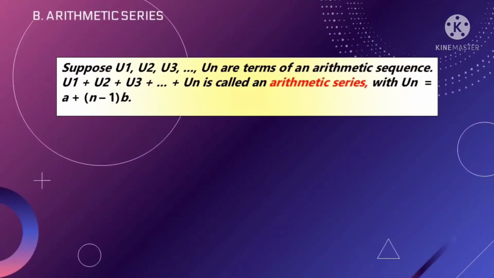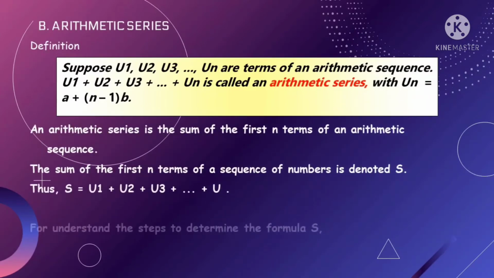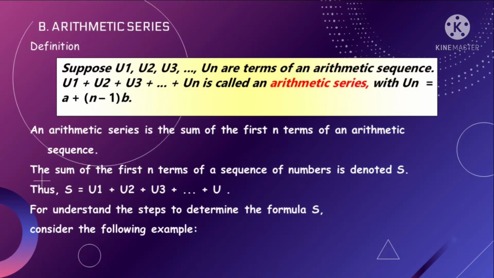B. Arithmetic series. Definition. Suppose u₁, u₂, u₃, until uₙ are terms of an arithmetic sequence. u₁ plus u₂ plus u₃ plus until plus uₙ is called an arithmetic series, with uₙ equals a plus (n minus 1) times b. An arithmetic series is the sum of the first n terms of an arithmetic sequence.